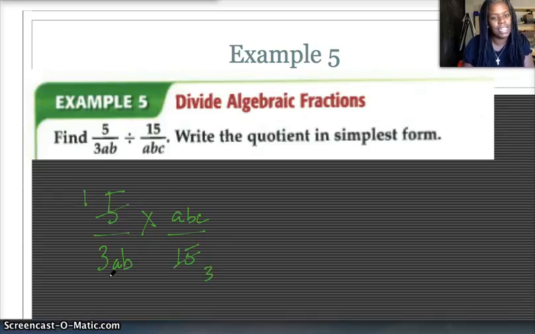The next thing that I'm noticing is that I've got 3AB, that means this is 3 times A times B, and then I have A times B times C here. Believe it or not, what I'm seeing is that, and I'll highlight it, these are actually common factors. So what that tells me is I can divide out this term by AB, and I'm left with 3, and I can divide this term by AB, and I'm left with C. It made my life much simpler. 1 times C is C, and I'm left with 3 times 3, which is 9. So I have C over 9, and that's its simplest form.